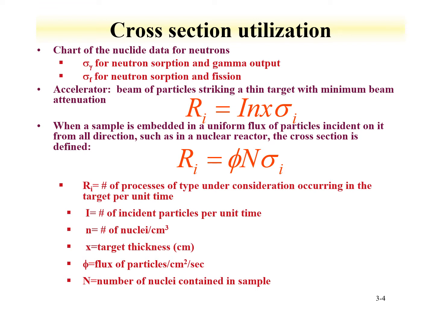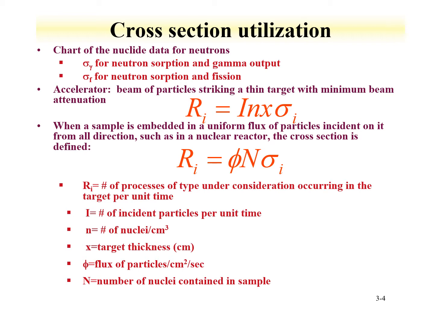But there are also cross-sections for accelerator reactions. In an accelerator reaction, a beam of particles strikes a thin target with minimum beam attenuation. So the energy loss as the beam travels through the target can be neglected for this equation to be valid. That's important because for accelerator-based reactions, the cross-section is a function of the projectile energy. For a given reaction, the change in cross-section with energy is called an excitation function, and we will discuss this in more detail later in the course.